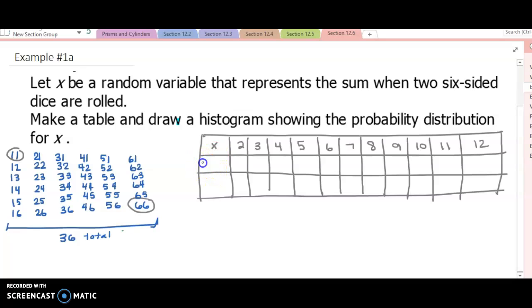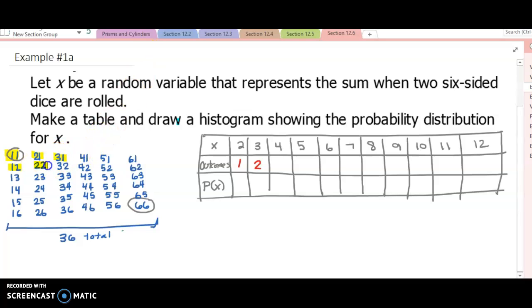All right, now I want the number of outcomes here, and then the probability of that sum here. All right, so for the sum of 2, there's only one way I can roll a 2, and that's if I roll a double 1. So there's only one outcome. For the sum of 3, I have 1, 2. So there are 2 ways that I can roll a 3.